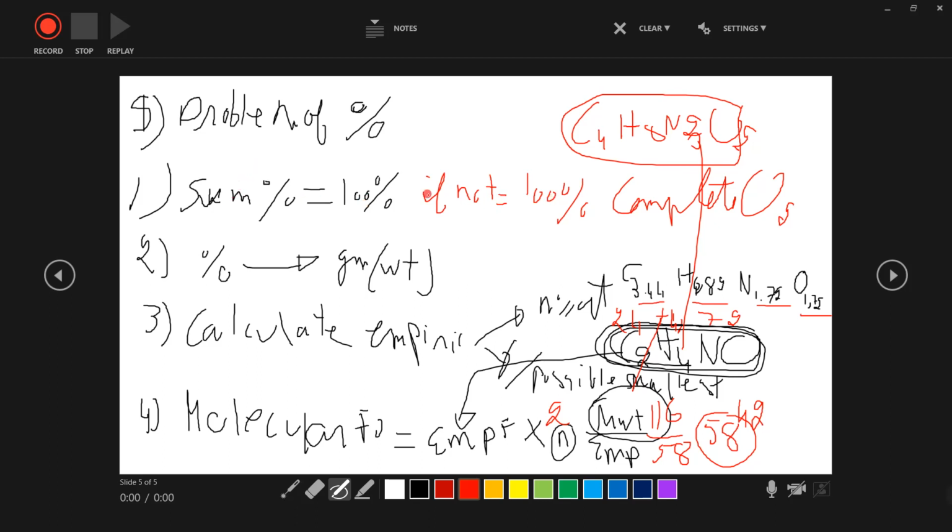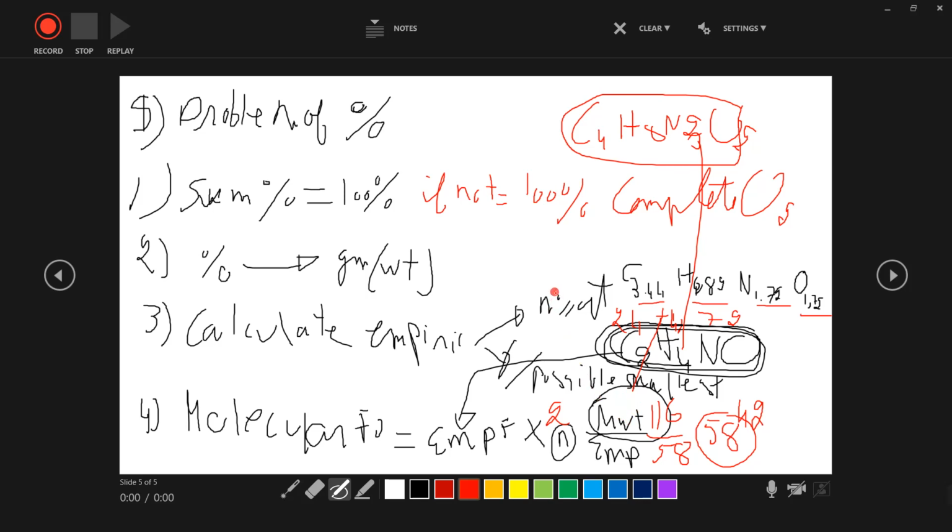For the summation, we make sure it is 100. If it is not 100, we complete by oxygen. Convert percentage into gram. Calculate the empirical formula in 2 steps: calculating the number of atoms of all our atoms, including the oxygen that I added, and then finding the simplest formula by dividing the formula on the smallest possible number. And the last step is to calculate the molecular formula, which is equal to the empirical formula times n. Molecular weight will be given in the exam.